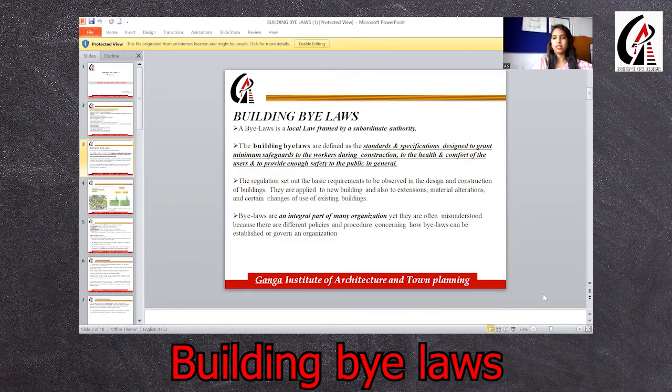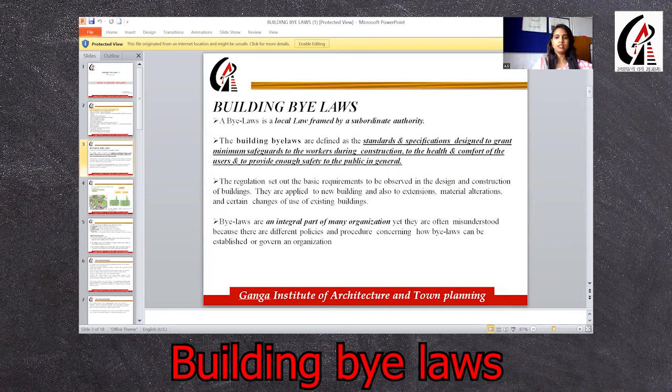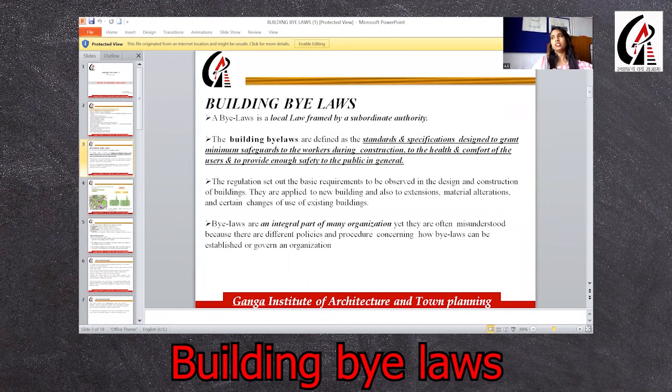So, what are building bylaws? Building bylaws are nothing but bylaws, and a bylaw is a local law framed by a subordinate authority. So it is the local law of different areas as per their state, as per their criteria of town planning, the rules and regulations framed by the town planning authorities, basically, covering the requirements of buildings, ensuring the safety of the public through open spaces, minimum size of room and height, and area limitations.